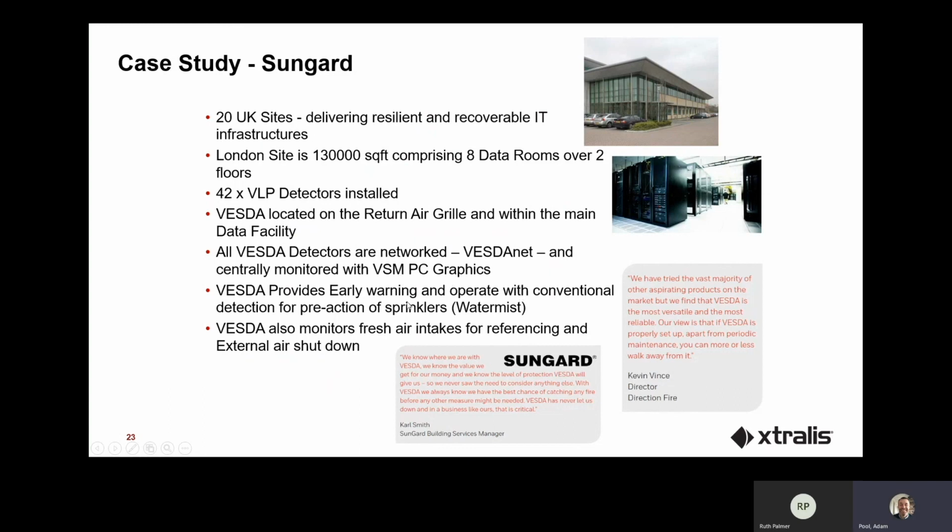And the VESDA provides early warning and operation with conventional detectors for pre-action of sprinklers. So they've got conventional detectors and aspirating. Triggers from both will do a pre-action of the sprinkler system, which is obviously the final protection of the data facility. And actually, the last point here, we're talking about the monitoring of that fresh air being drawn into the space.